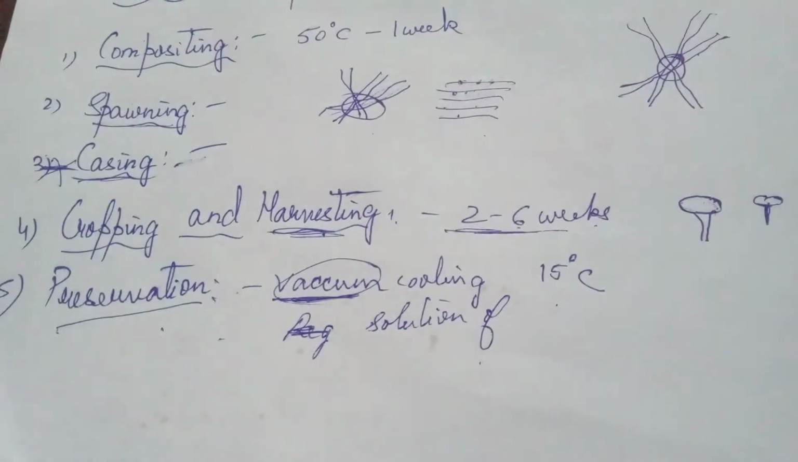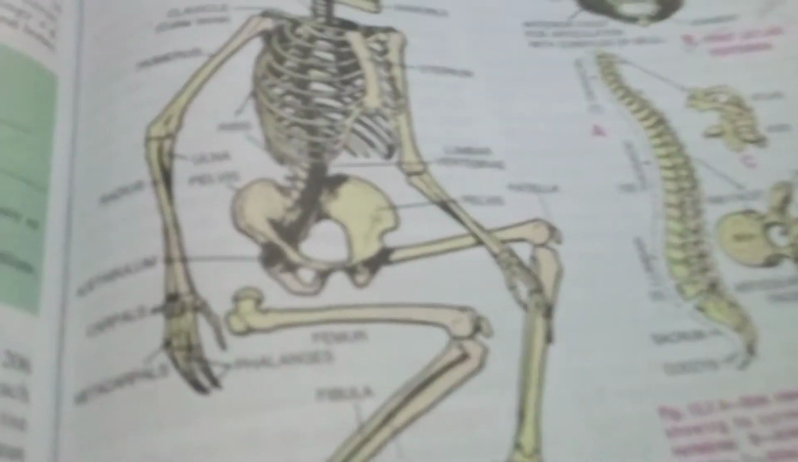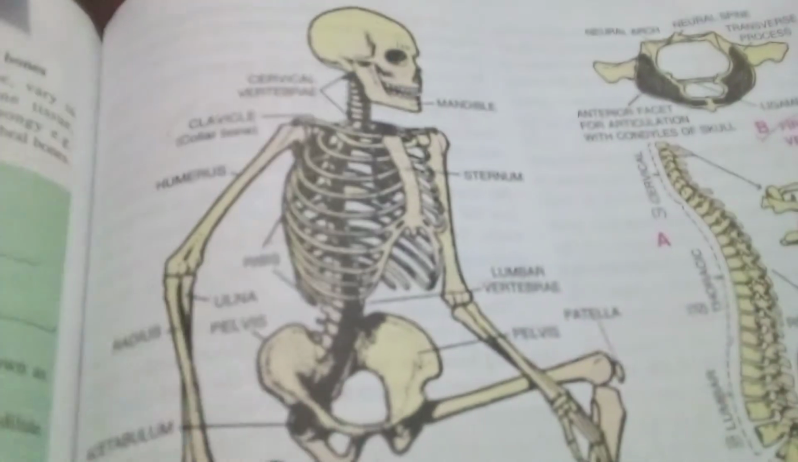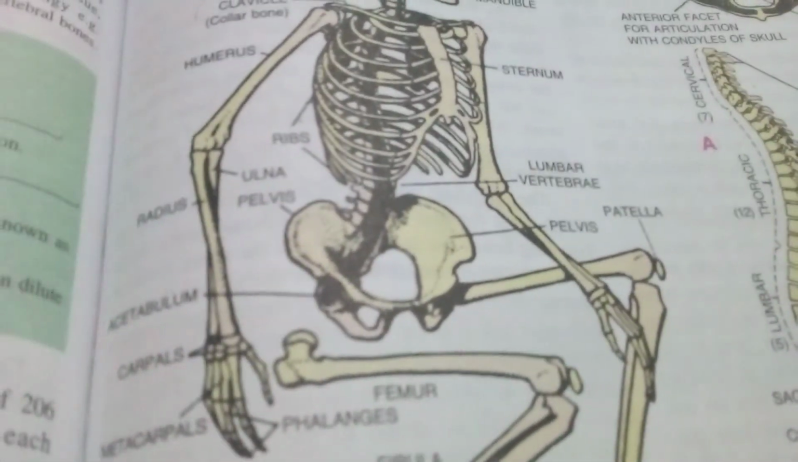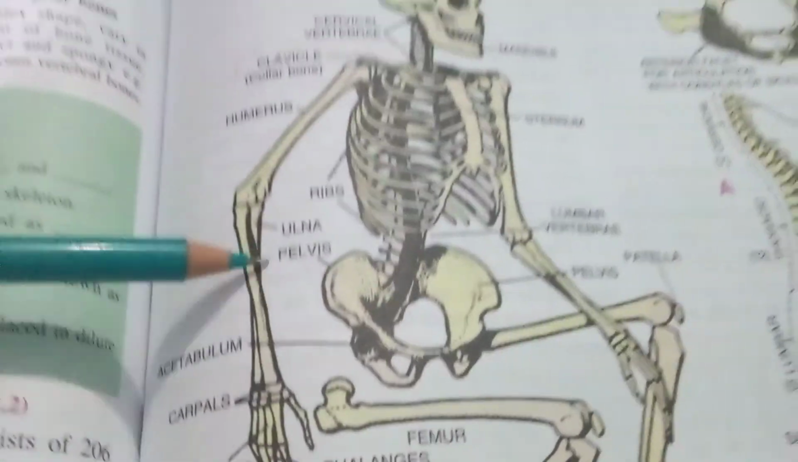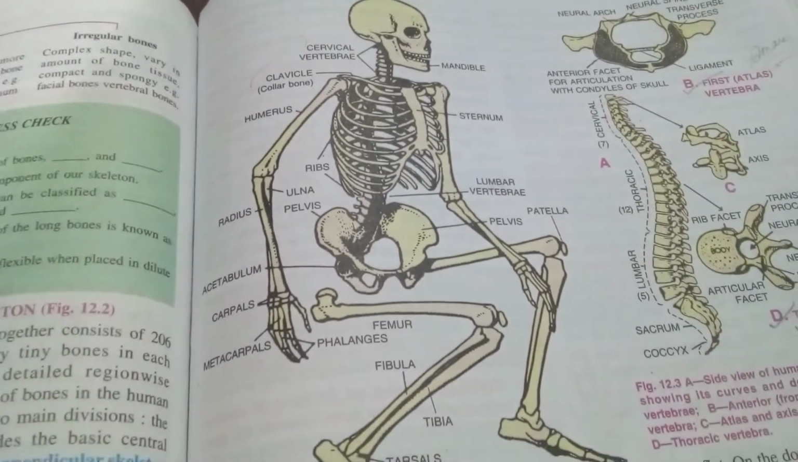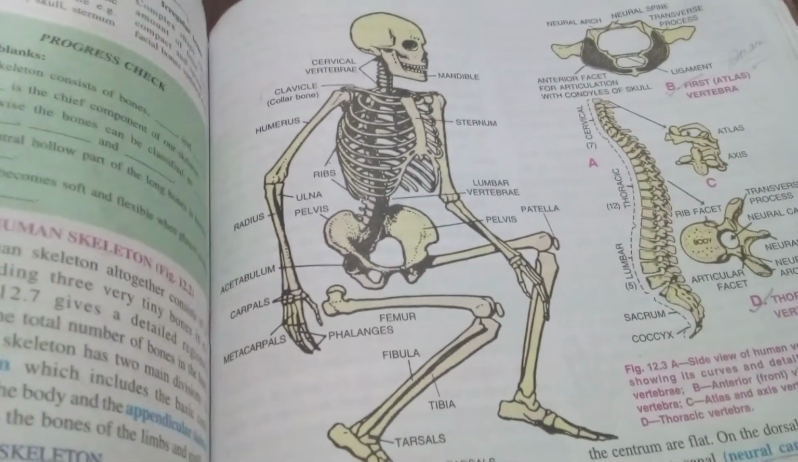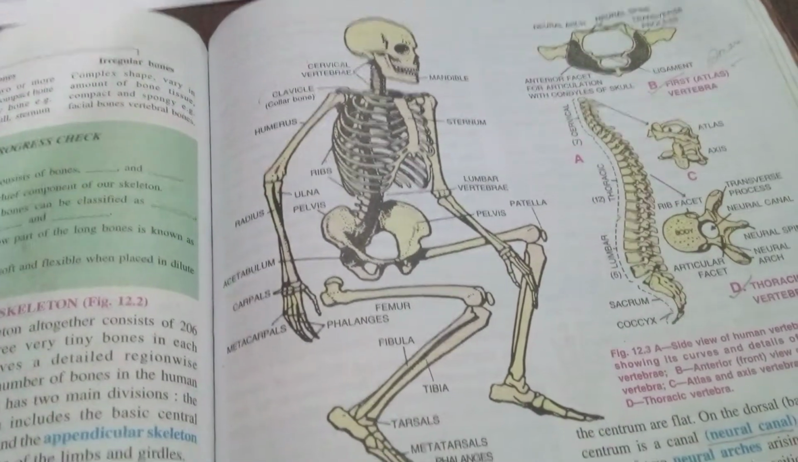That's all about mushroom. You will get all the steps in your book also. Let us start with the next chapter, skeleton. Got it? Now, what do we mean by skeleton? Skeleton means a framework of bones, cartilages. So, if you are asked what you mean by skeleton, you can say that a skeleton is a framework of bones, cartilages, and ligaments. Clear?